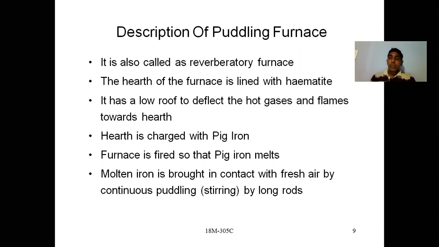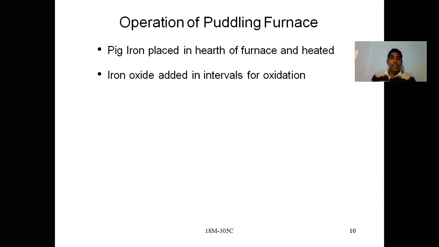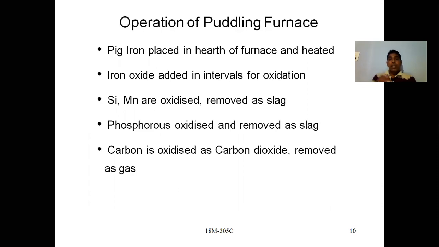So to get all the impurities present in the pig iron oxidized, what do we have to do? We have to stir it properly so that every impurity can be removed from the pig iron, and later we will get the wrought iron. Okay, so this is the process we already discussed.